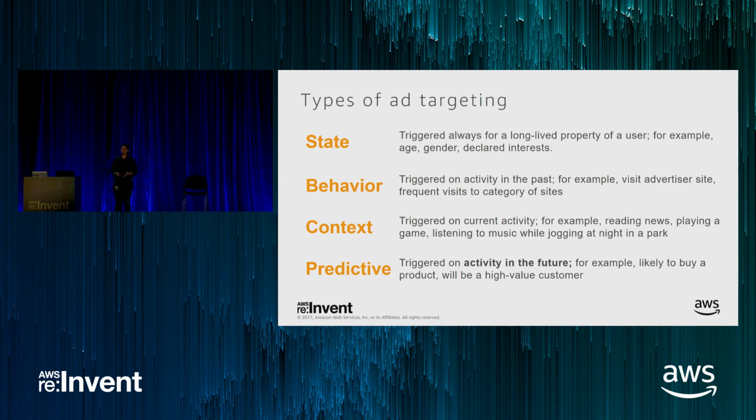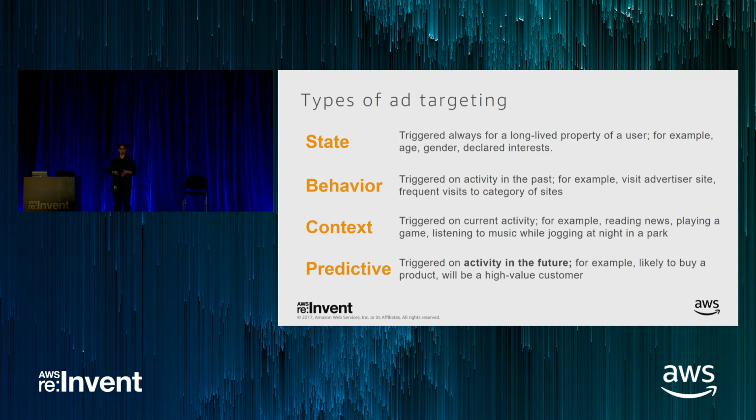Beyond behavior, which looks at past data, context looks at what's happening right now. So at this moment, you might be sitting in a room looking at your phone, playing a game, and not paying attention to me, and that might be very useful for advertising. Or later, you might be jogging in the park at night and a little bit creeped out about us showing you ads like that. But that's an example of context-based targeting.